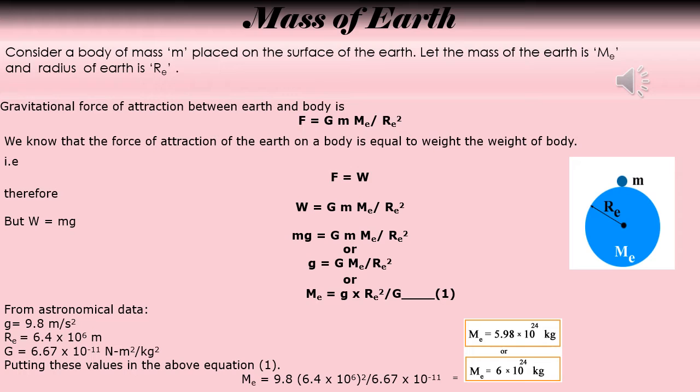As g equals 9.8 meter per second square, R equals 6.4 times 10 power 6 meters, and G equals 6.67 times 10 power minus 11 Newton meter square per kilogram square, putting in equation 1, M equals 9.8 into 6.4 times 10 power 6 whole square, divided by 6.67 times 10 power minus 11, or 5.98 into 10 power 24 kilograms, or 6 into 10 power 24 kilograms.